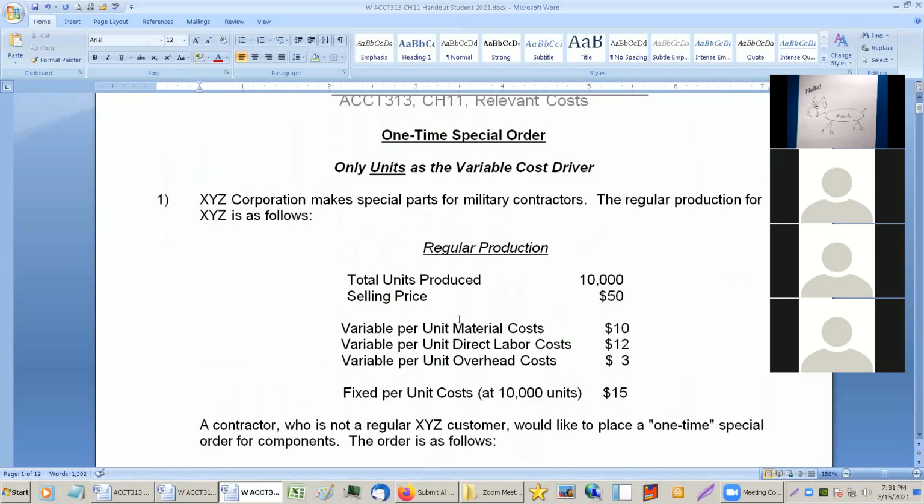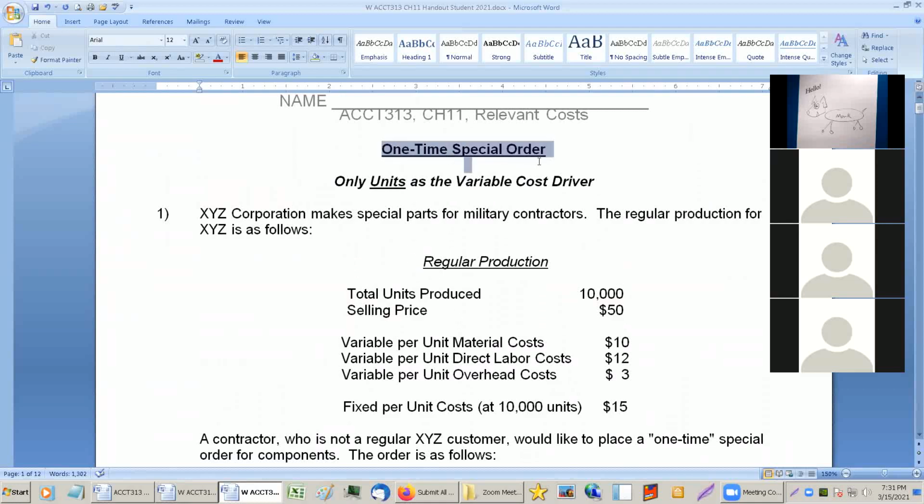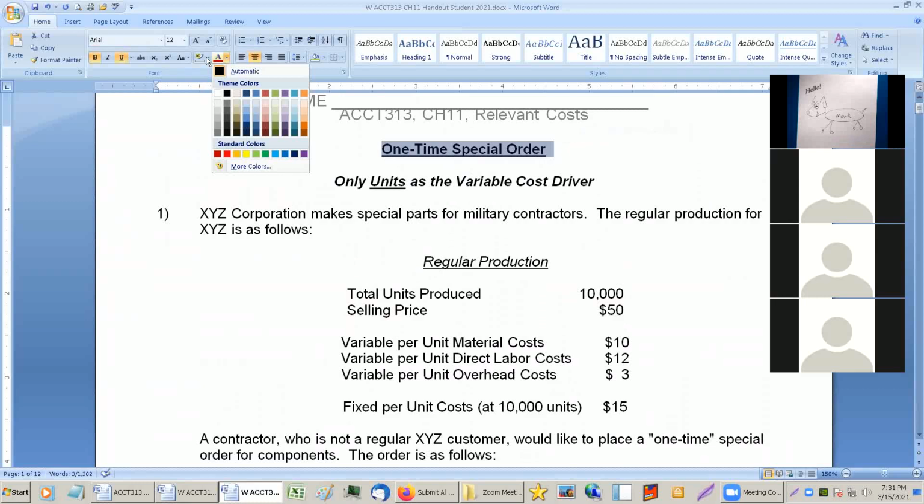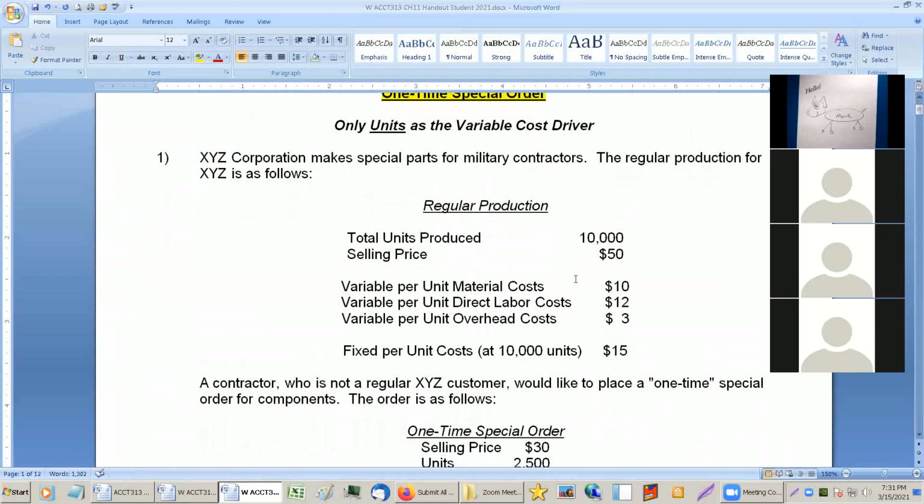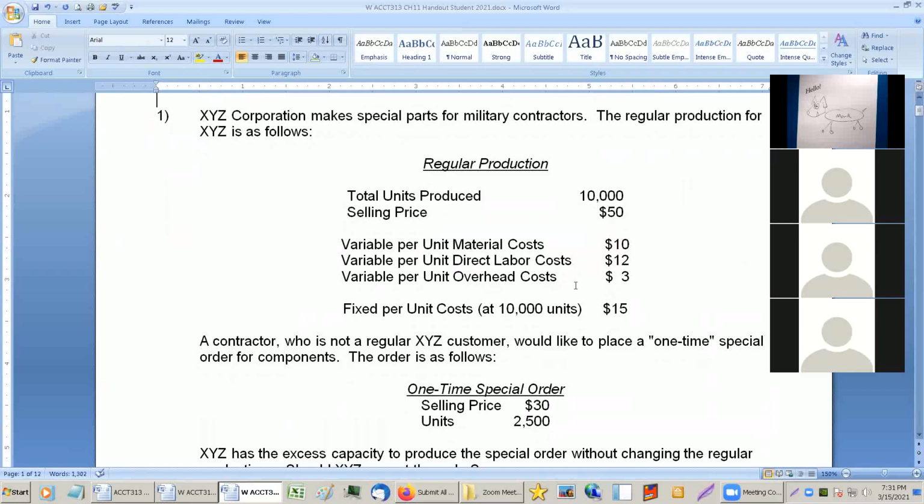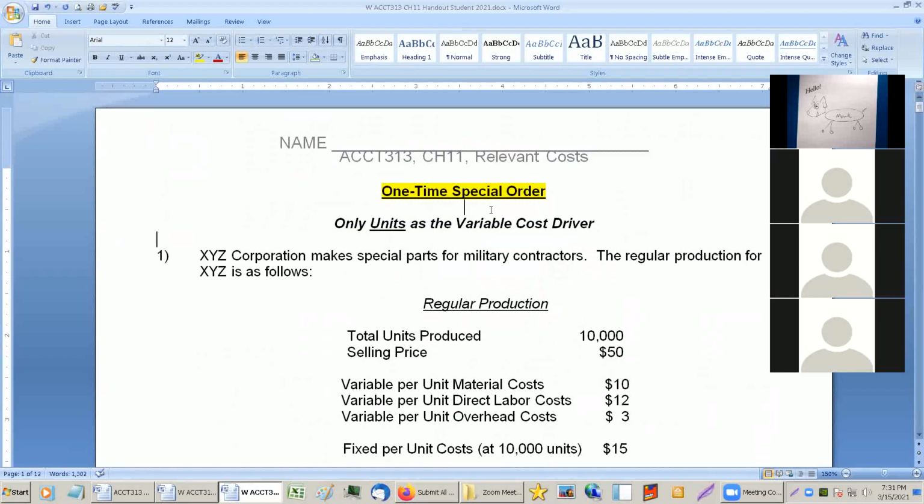Okay, one-time special order. By the way, there's basically four different categories that I have for this one. There are some things that occur so often that they're kind of their own type of problem. And one of those is a one-time special order, sometimes just called special orders.